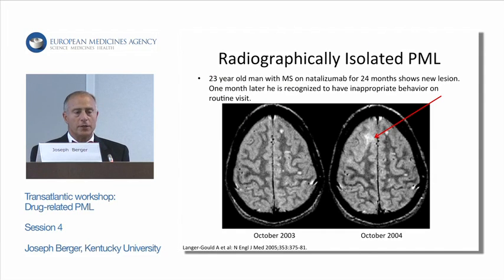Now, I'm going to change hats a little bit and put on my MS hat as opposed to my PML hat. As an MS doctor, there's an entity that we call radiographically isolated MS. This is where a patient comes in to see you, and they've had headaches. And the doctor said, you know what, I need to get an MRI on you. You have headaches. And they do an MRI, and lo and behold, they're chock full of lesions that look just like MS.